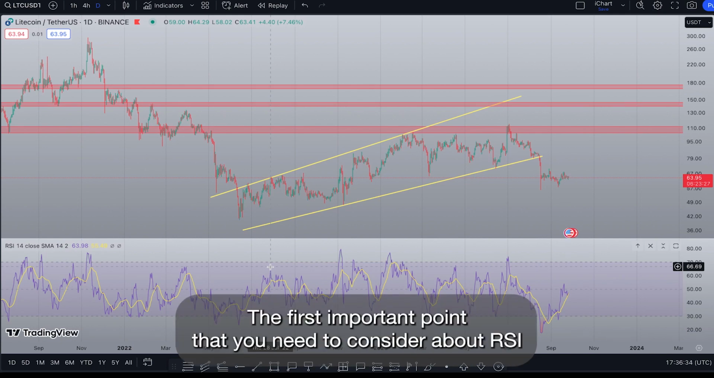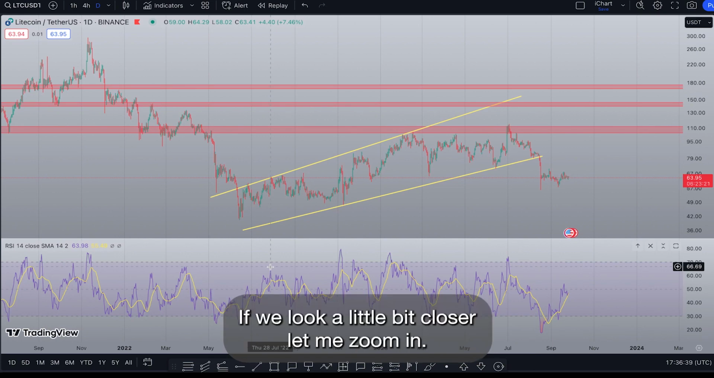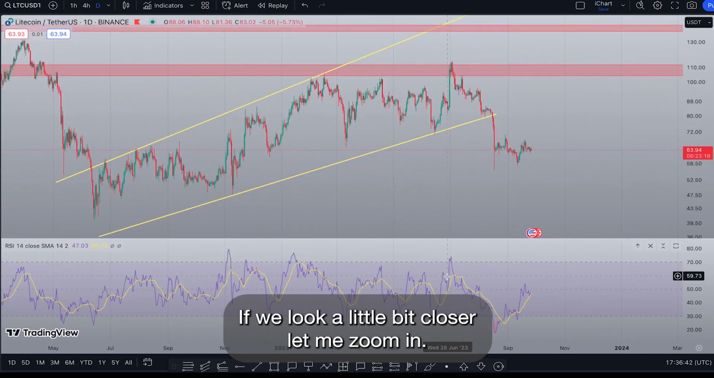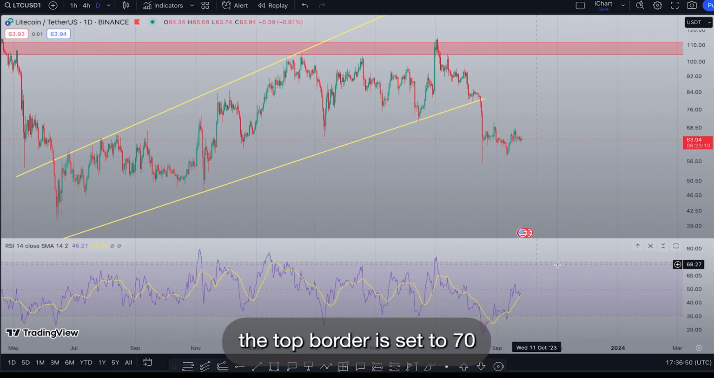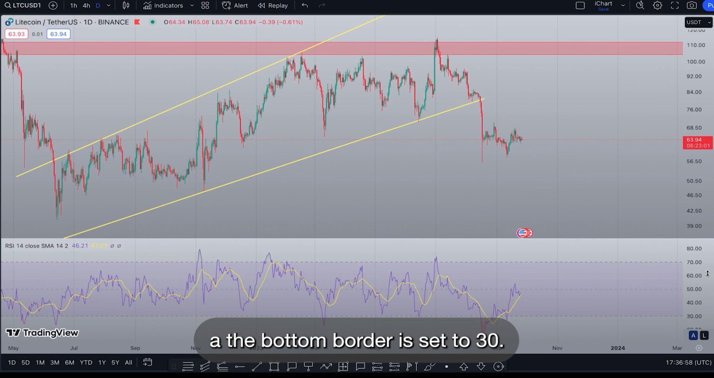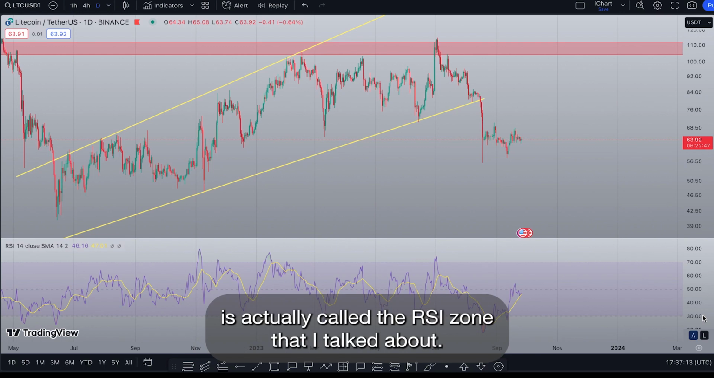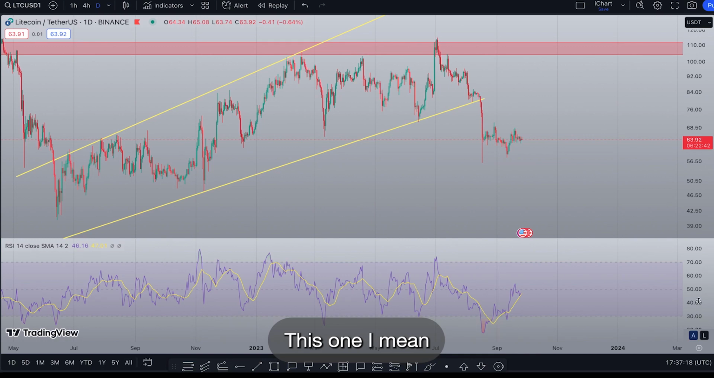The first important point that you need to consider about RSI is the zone that RSI is in. If we look a little bit closer, let me zoom in a little bit, yeah. If we look a little bit closer at the chart, we can understand that the top border is set to 70 here, and the bottom border is set to 30. The area between 70 and 30 is actually called the RSI zone that I talked about. You can also see a line in the middle, a dashed line that is set to 50.